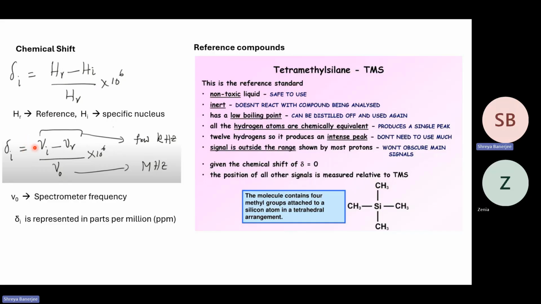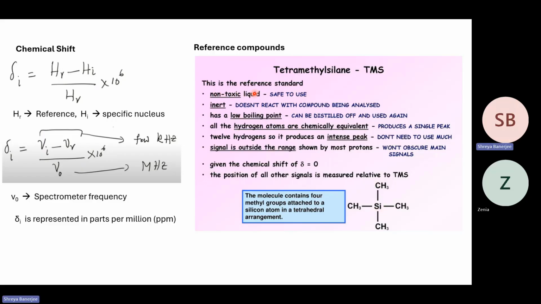The more common way to write it is in terms of the frequency. So in the numerator, you have the frequency of the nucleus we are observing minus the frequency of the reference, divided by mu 0, that is the spectrometer frequency, in megahertz. And we multiply it by 10 to the power 6 because the unit of delta is ppm, that is parts per million. So about this reference, the most common reference used is tetramethylsilane or TMS, that is silicon attached to 4 methyl groups. So why is this used as a reference?